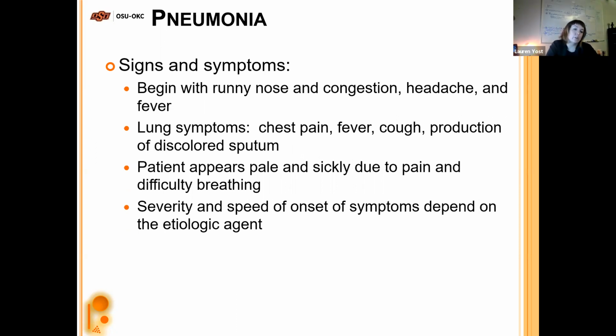So lung symptoms will include chest pain, fever, cough, and production of discolored sputum. The patient will be pale and sickly due to pain and difficulty breathing. Severity and speed of onset of symptoms will depend on the cause, the etiological agent.